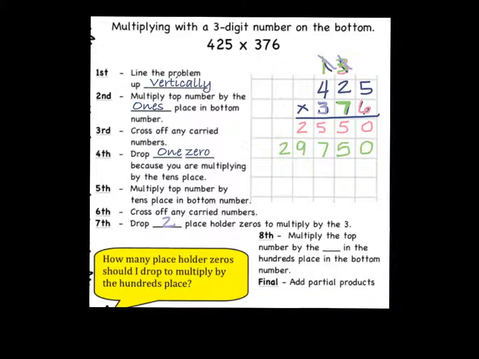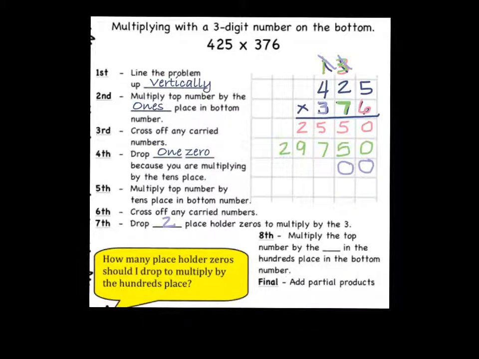Now, it makes sense that if I'm multiplying by the tens place and I have to drop 1 zero, and there's one place just to the right of the tens place, it makes sense that if I'm multiplying by the hundreds place now, I'm going to have to drop 2 zeros to hold that place. So I'm going to drop 2 zeros here.